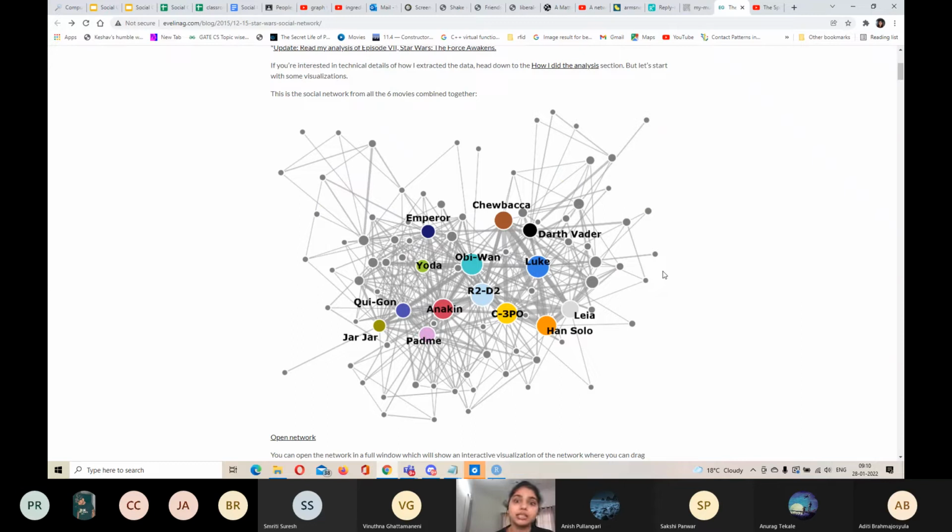Here is yet another network. This is based on the six Star Wars movies, and this person has taken the pains to dissect each and every movie and see how much these characters interact with each other. You look at how many times two characters have a dialogue with each other, and you see that some of the edges are thin and some are thick. If two actors have frequent dialogues, you will see them connected with a thicker edge. Based on this, you can determine who is the most central actor in these movies.